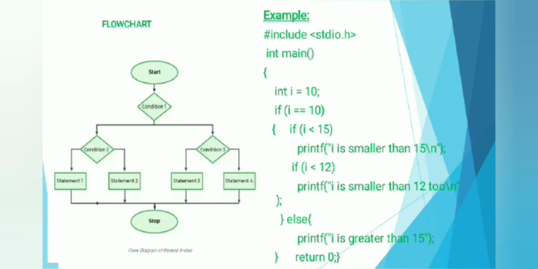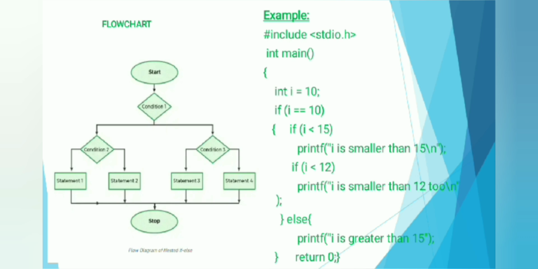Here I have declared the variable I. In this I variable I am storing the value 10. So now I am going to check the value. Before going to check, see the structure of this example. There is an if statement: if I equal to 10. Within this if we are having two more ifs, I less than 15 and I less than 12. So one if is there, and within this if we are having another if. This is called nested if statement.